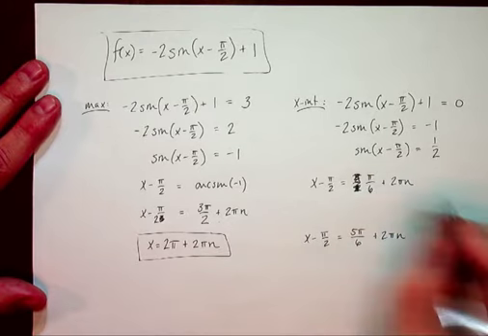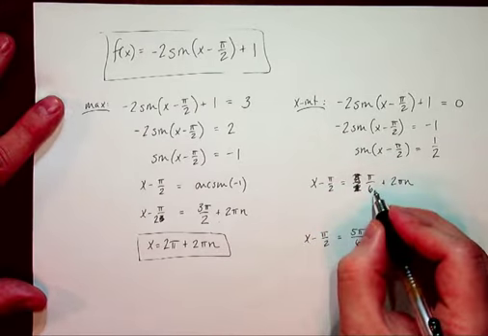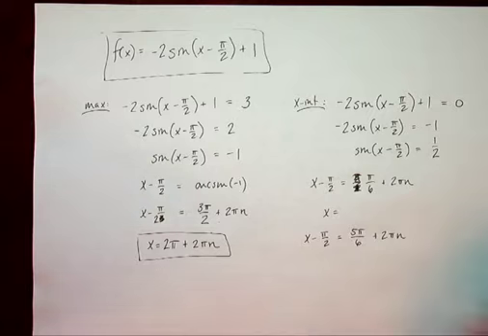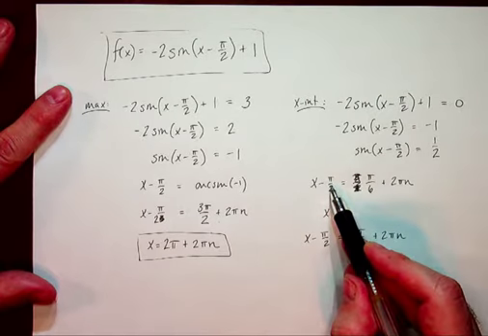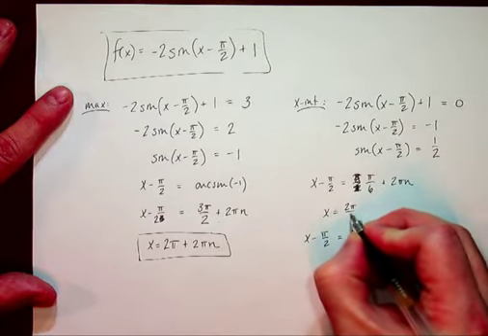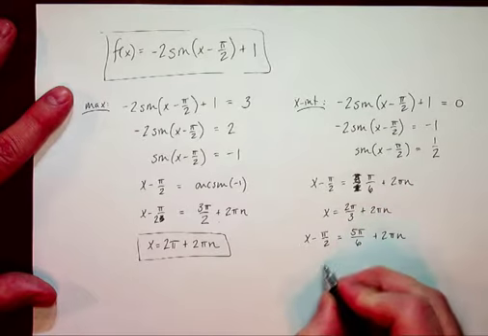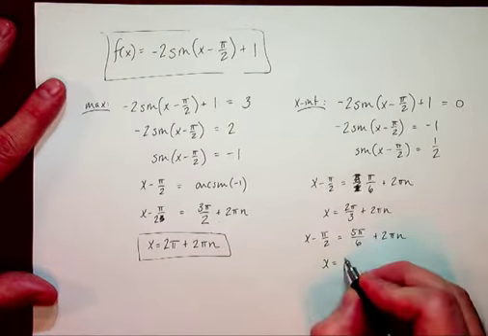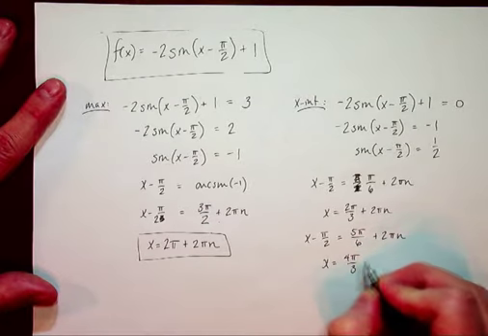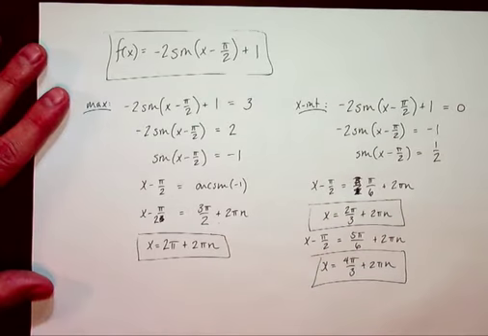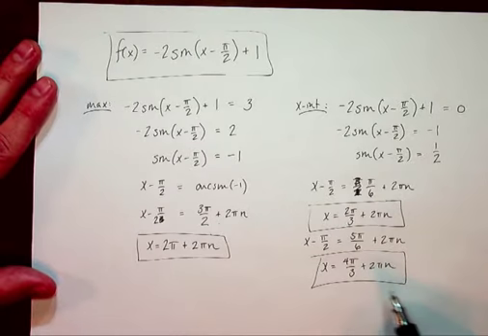Now I've left this open right here because when you add pi over 2 to pi over 6, and we've already done this, you're going to get 2 pi over 3, right? Because this is 3 pi over 6, adding to 1 pi over 6, which is 4 pi over 6, and we're going to get 2 pi over 3 plus 2 pi n. This over here is going to be 3 pi over 6 plus 5 pi over 6, which is 8 pi over 6, which reduces to 4 pi over 3 plus 2 pi n. And what I get here is 2 answers for when I'm going to get zeros.